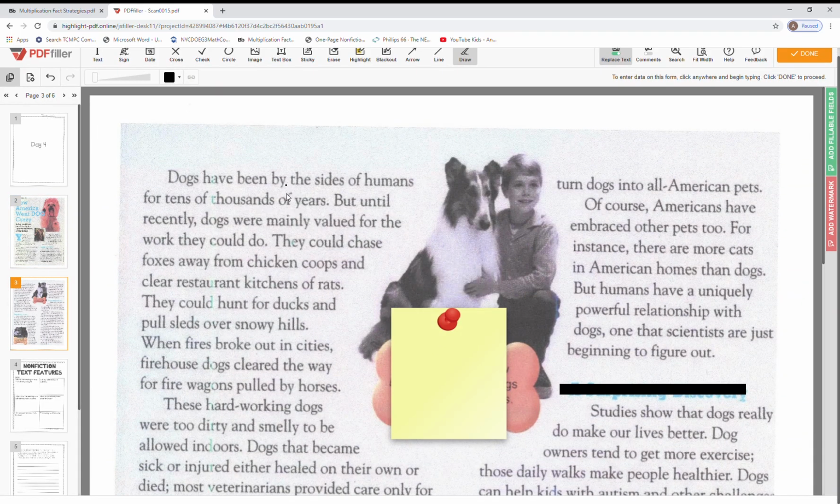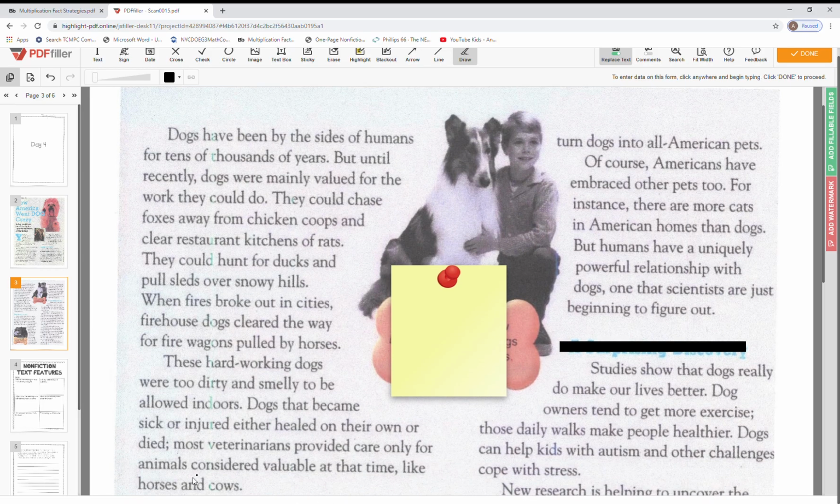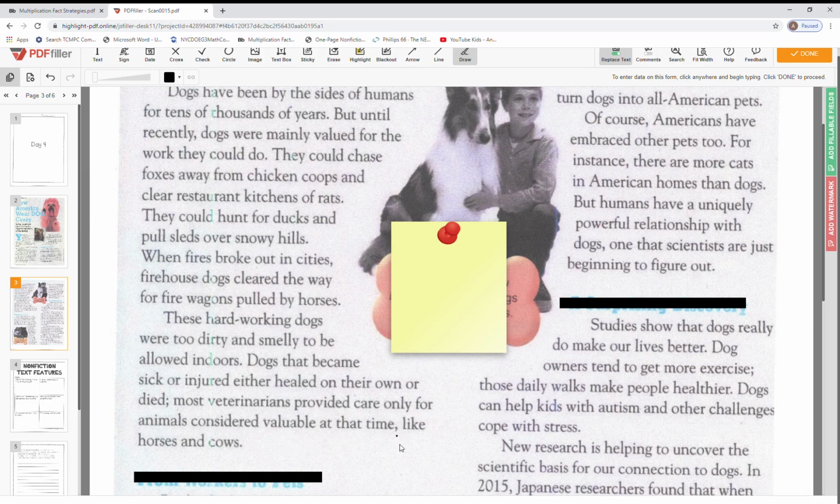Dogs have been by the side of humans for tens of thousands of years. But until recently, dogs were mainly valued for the work that they do. They could chase foxes away from chicken coops and clear restaurant kitchens of rats. They could hunt for ducks and pull sleds over snowy hills. When fires broke out in cities, fire dogs cleared the way for fire wagons to be pulled by horses. These hardworking dogs were too dirty and smelly to be allowed indoors. Dogs that became sick or injured either had to be healed on their own or died. Most veterinarians provided care for only animals that were considered valuable at that time, like horses and cows.